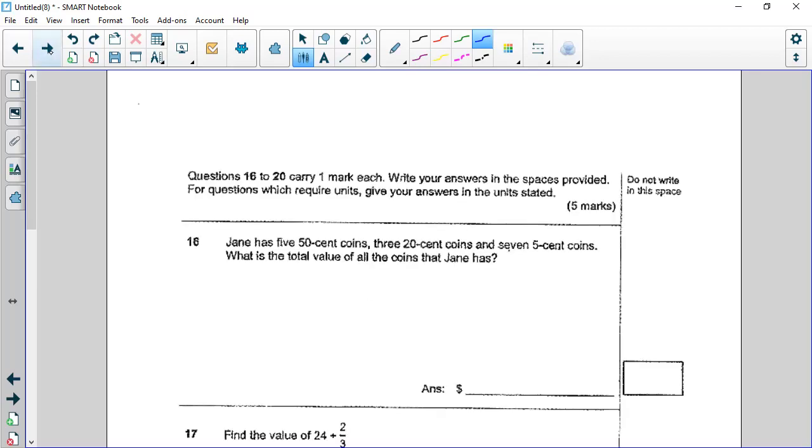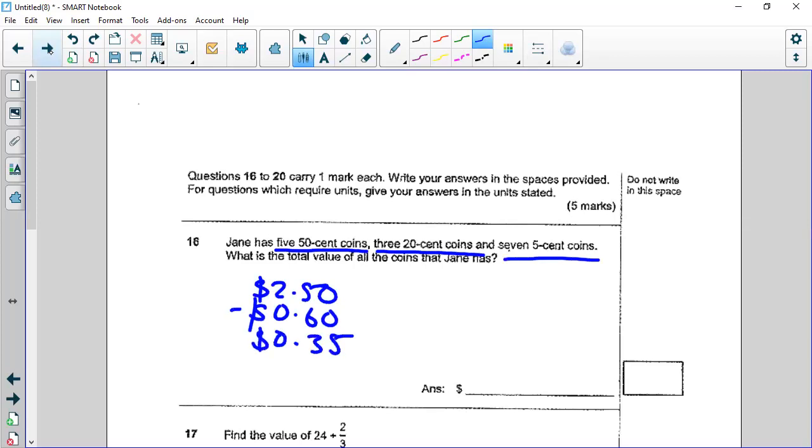Jane has 5 50-cent coins. That will be 50 times 5, 250 cents or $2.50. 3 20-cent coins will be 60 cents, right? 7 5-cent coins will be 35 cents. So again, don't do mental sum, because it's not advisable. So add all the numbers together, 5, then 5 plus 6, 11, plus 3, 14, and you will get $3.45. Okay, that's question 16.